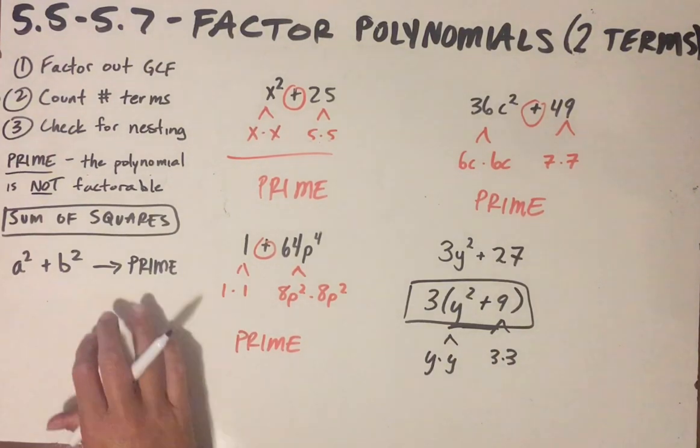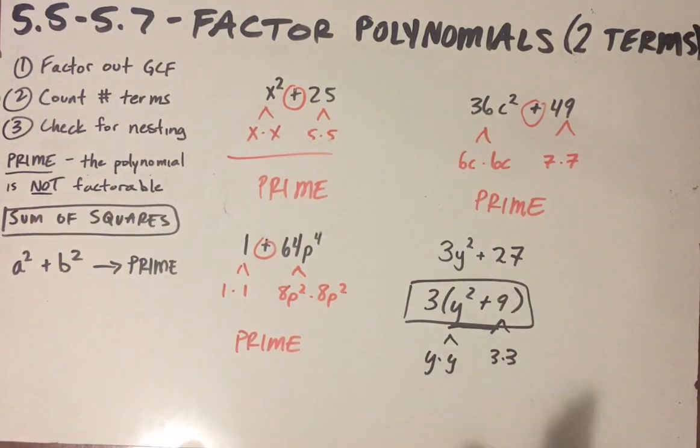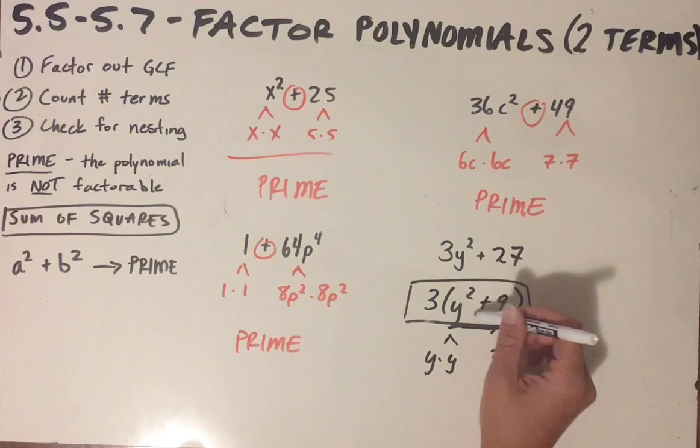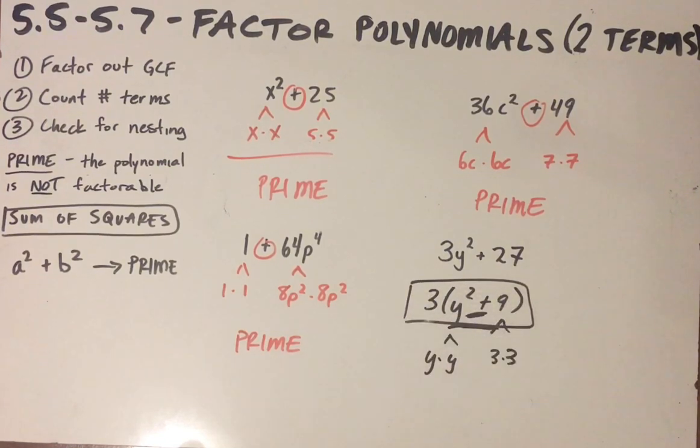So remember that prime means it's not factorable. This was factorable. I factored out a 3. So while it won't factor further, because the inside is prime, the whole thing is not prime. Okay, so that is our sum of squares. Again, this concept is in section 5.7, and we're talking about two-term polynomials here.